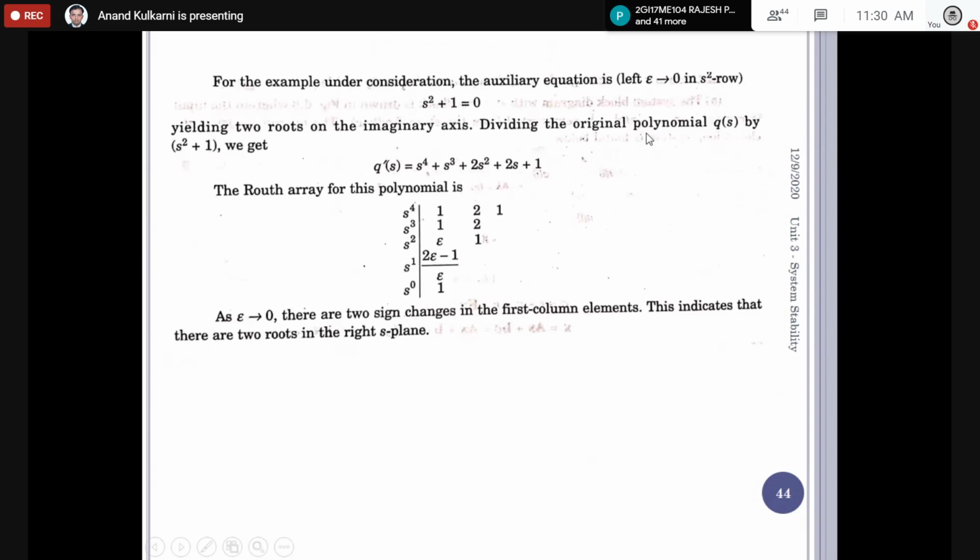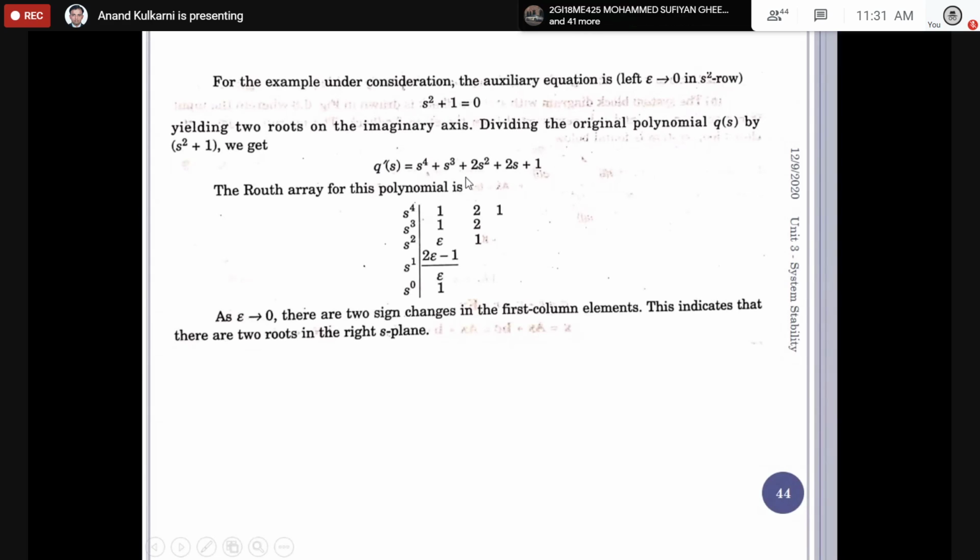And this way you go on dividing. The remaining polynomial is like this. You actually divide it, we have not done it. If you divide it, the remaining polynomial is s fourth plus s cube plus 2 s square plus 2s plus 1. Now check the stability of this.